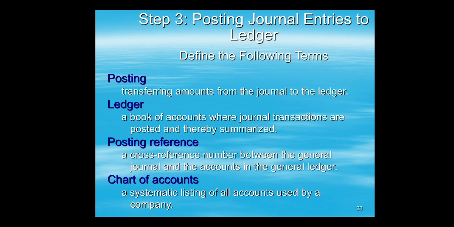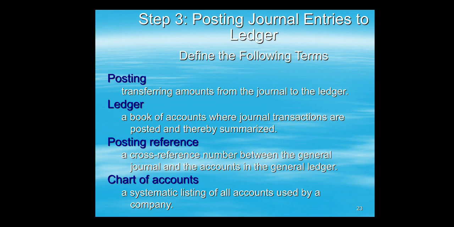There are several terms related to journal. The first term is posting. Okay, posting. The typical word used to explain the process in step 3 is posting. Posting means transferring amounts or data from journal into the ledger. Ledger, what is a ledger? Ledger is a book of accounts where journal transactions are posted and thereby summarized.